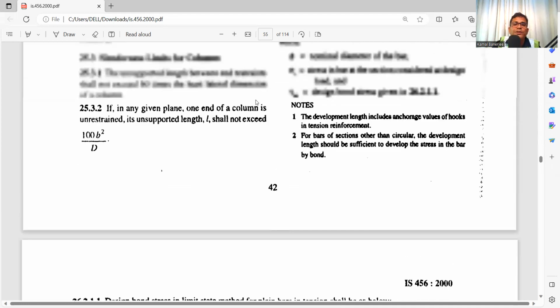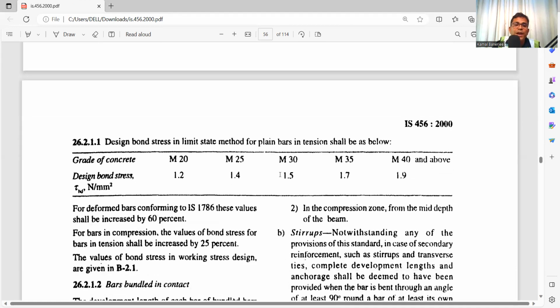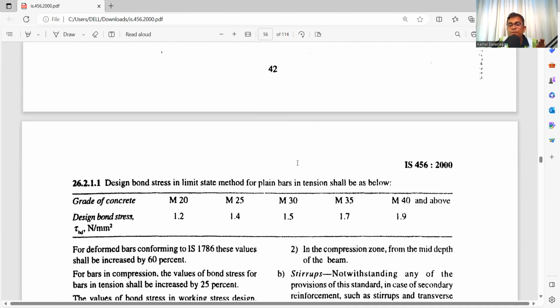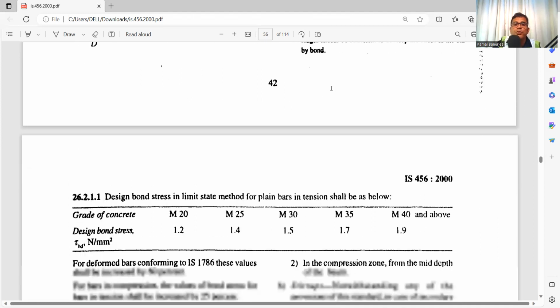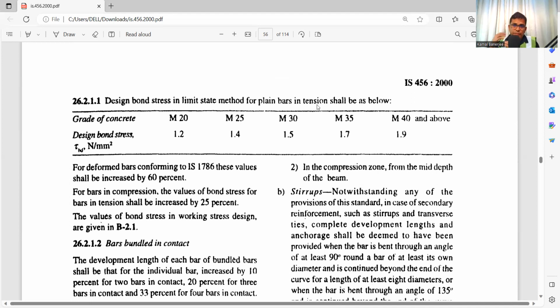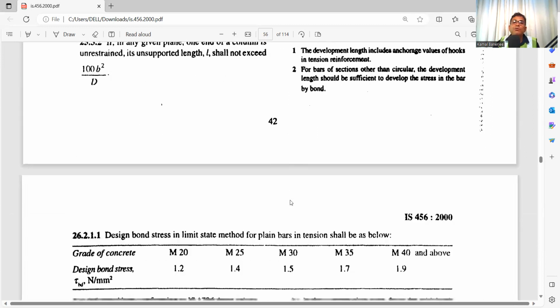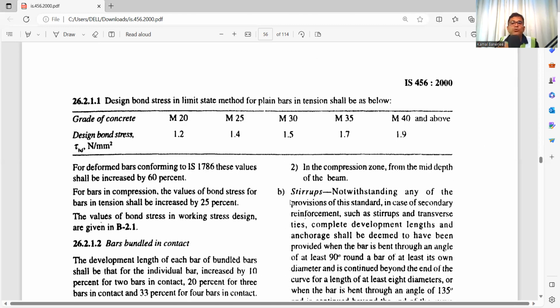Accordingly, in this formula, if it is a plain bar, we use 1.5 for M30, but with the 60% increase it will be 1.5 plus 0.9, that is 2.4. So here tau BD will be 2.4. So for the deformed bar, it will be increased by 60%. Whenever we are calculating, keep in mind this is for the plain bar in the tension member. If it is a deformed bar in the tension member, this value will be increased by 60%, and we will put it in our formula, LD equals phi sigma s by 4 tau BD, and we will get the development length, and accordingly the development length will be provided.